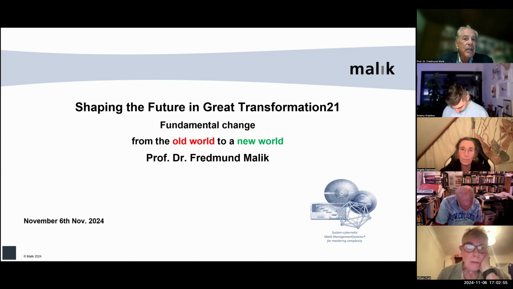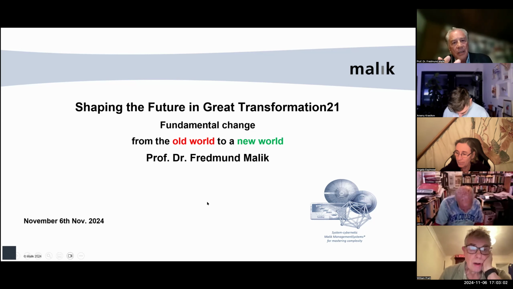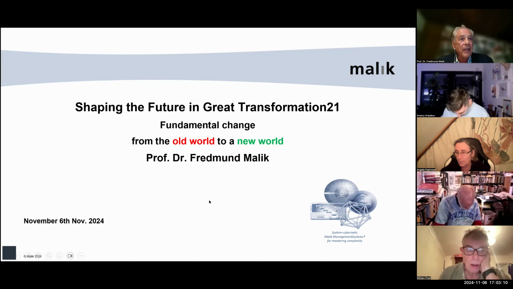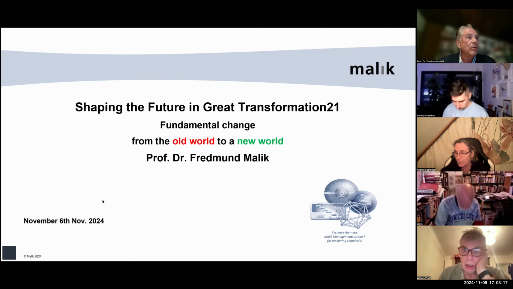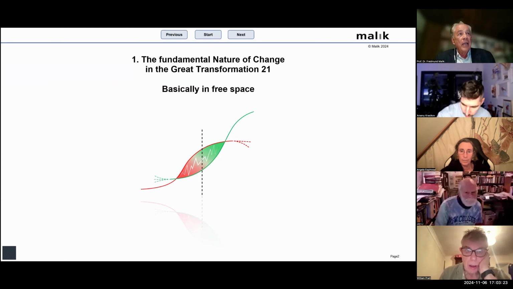It is not easy to depict them and to define them from the books, etc., but this is what I have in mind. Now, shaping the future in Great Transformation 21, this means our century, the fundamental change from the old world to a new world, and my name you know, all of you. So, the fundamental nature of change.